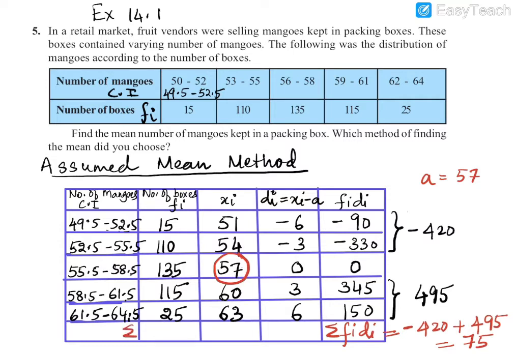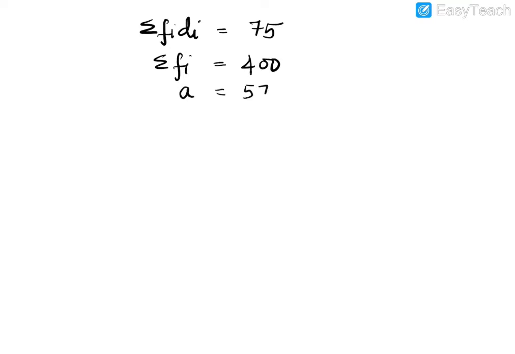And summation fi will be the sum of all these numbers, which is equal to 400. So now we have summation fi di equal to 75, summation fi is 400, and the assumed mean a is 57. So the mean of this data, x bar, is equal to a plus summation fi di divided by summation fi.